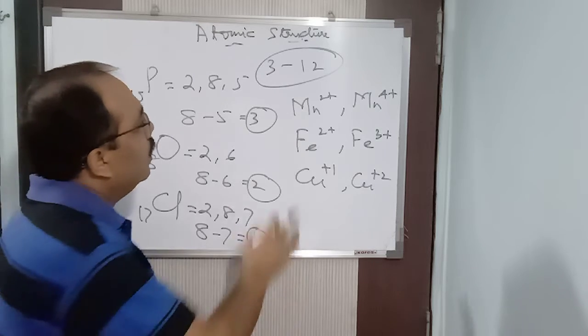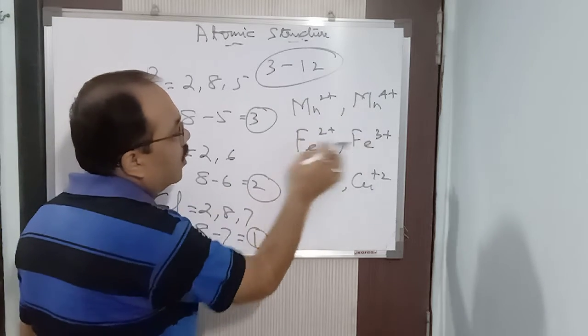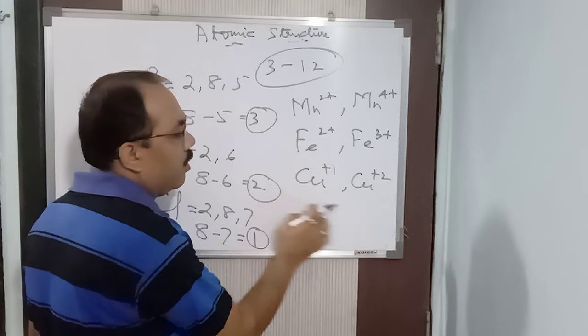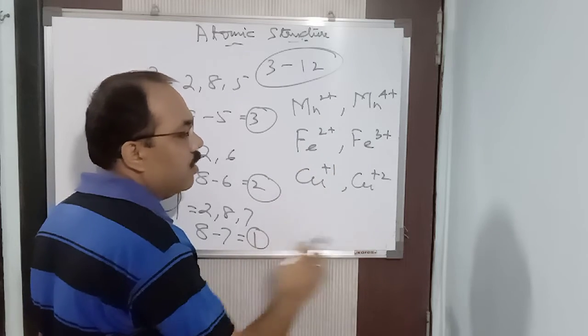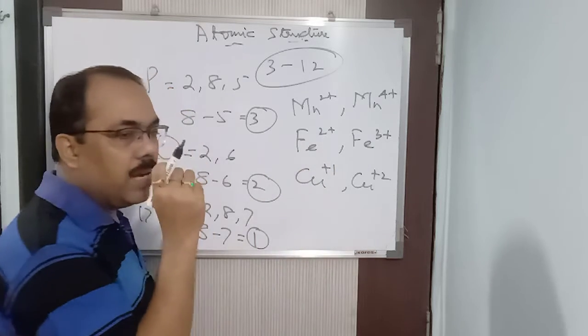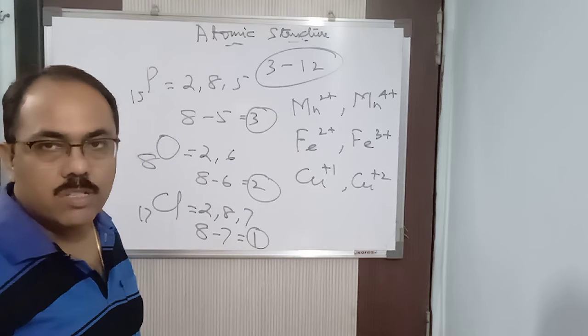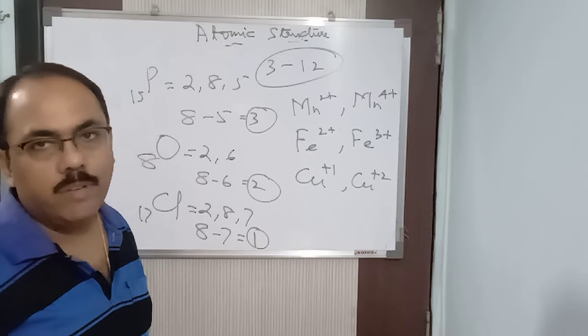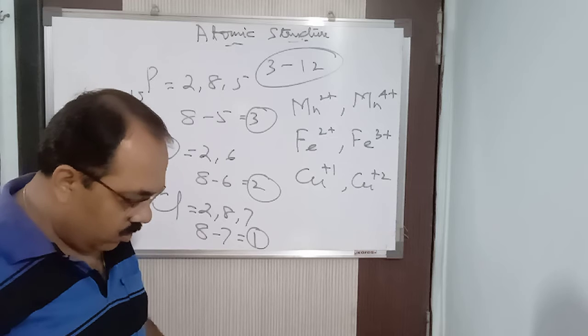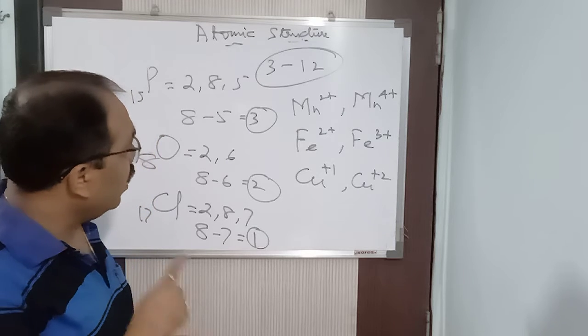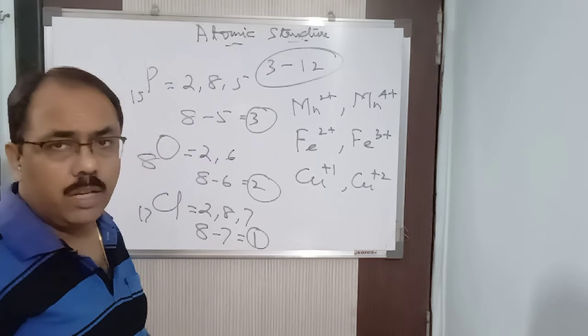These elements, we can say manganese, iron, copper, cobalt, nickel, silver, gold, platinum, have variable valencies in this way. So there are also certain elements which have variable valencies. Now, you came to know how to draw this particular one.